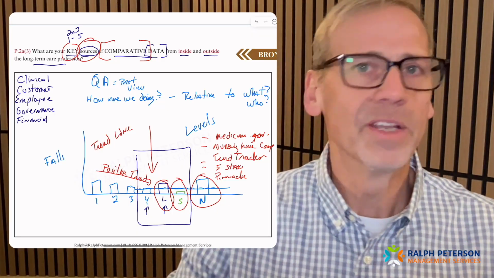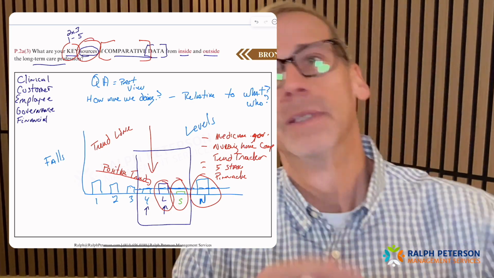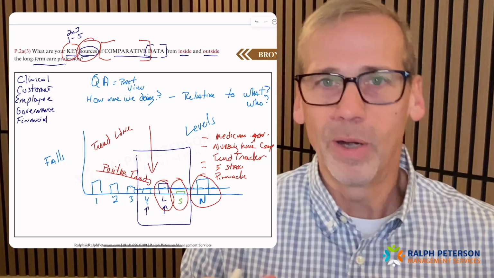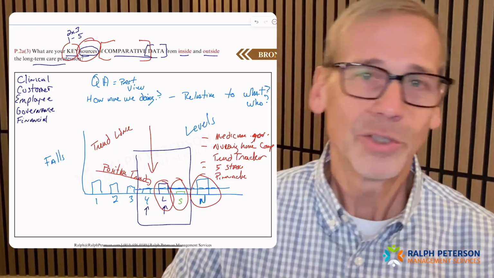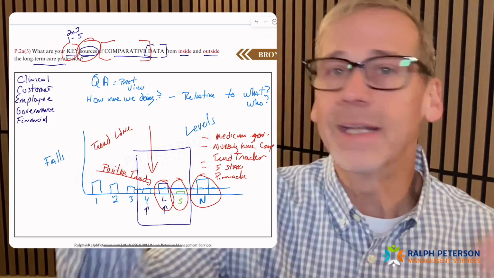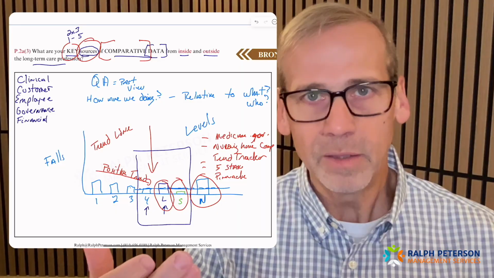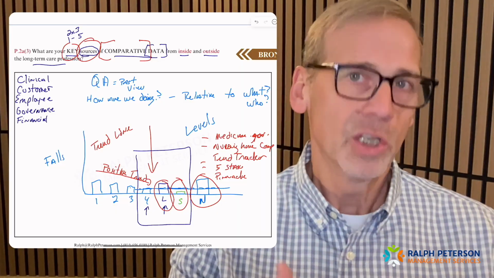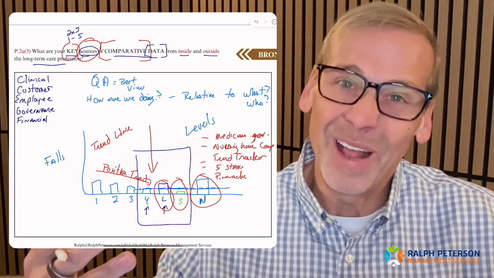XYZ nursing homes: key sources of comparative data include CMS 5-star reports, CASPER reports, PB&J reports, TrendTracker, Nursing Home Compare, right? You're just going to name what you use most often. What does your quality assurance team use most often to get comparative data? That's what we're asking for.